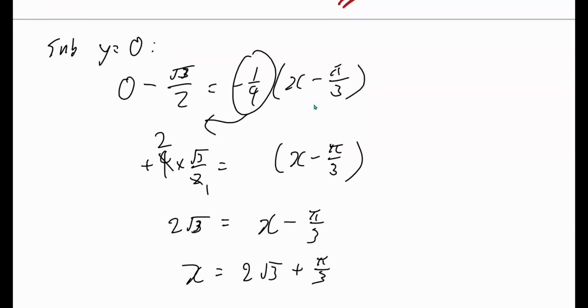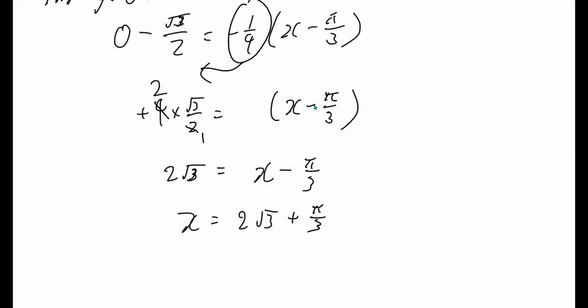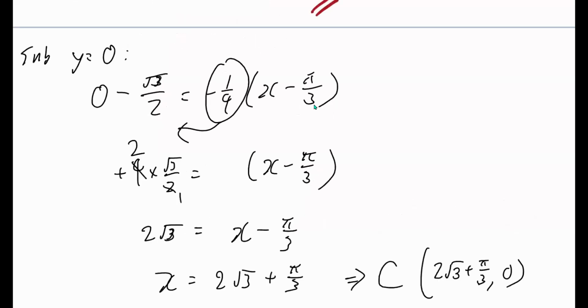Can? 2 root 3 plus pi over 3? Yeah. That also means that your point C will be 2 root 3 plus pi over 3, comma 0. Can you rewrite it? Okay, good. So transfer that information to the diagram.